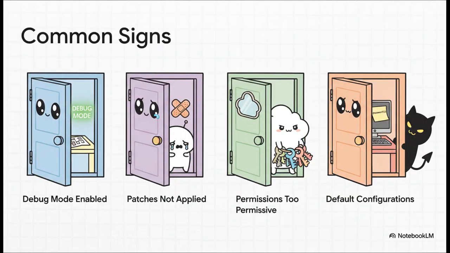And this thing can pop up in so many different ways. I mean, think about it. Leaving debug mode on in a live application, that's like leaving the architectural blueprints for the whole building lying on the front lawn. Forgetting to apply a security patch, that's basically leaving a window wide open on the ground floor. And using a default password, come on, that's like leaving the key right under the doormat. Every single one of these common mistakes is a wide open invitation for an attacker.